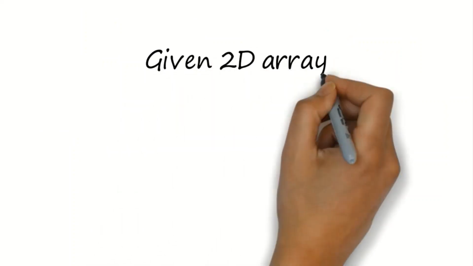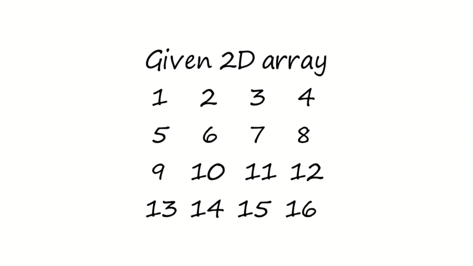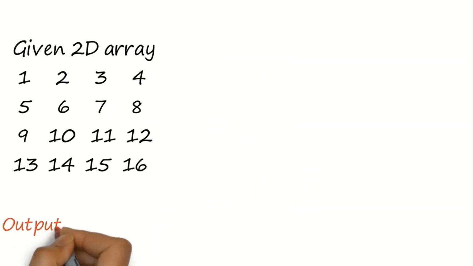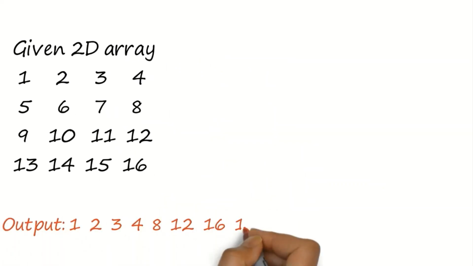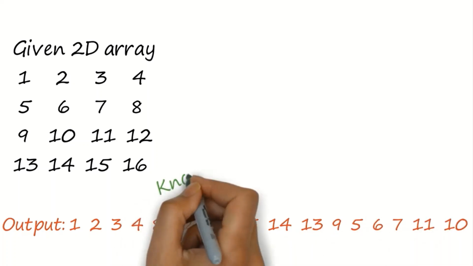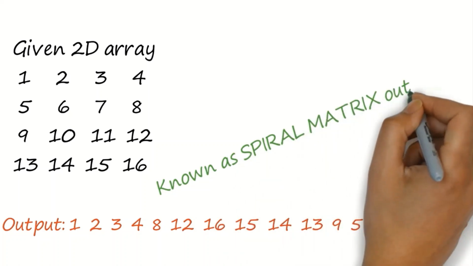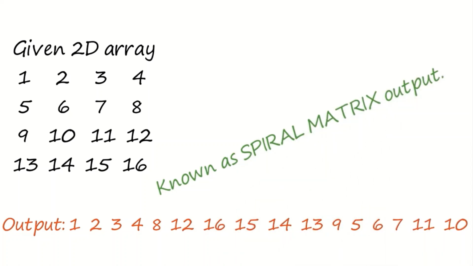Generally, you will be given a 2D array input. An expected output will also be provided. It is a classical example of spiral matrix output, which is frequently asked in CTS Drive. Let's try to understand what the spiral matrix output is and how to generate that output in less time.